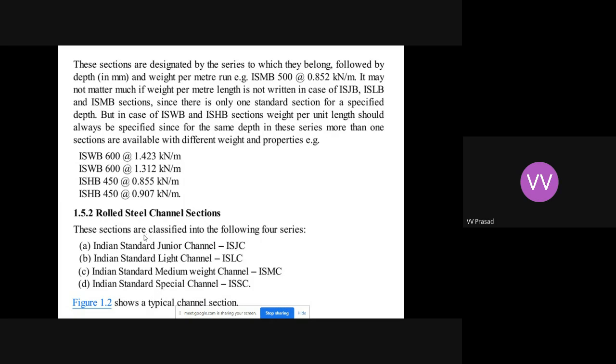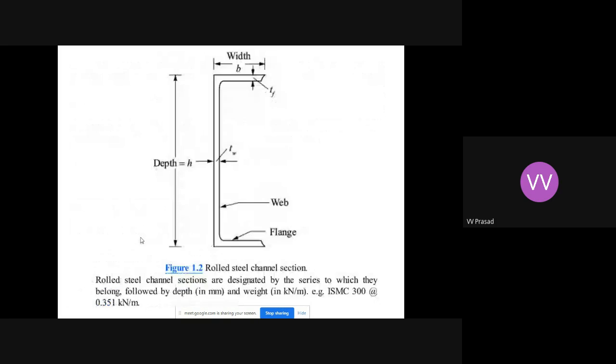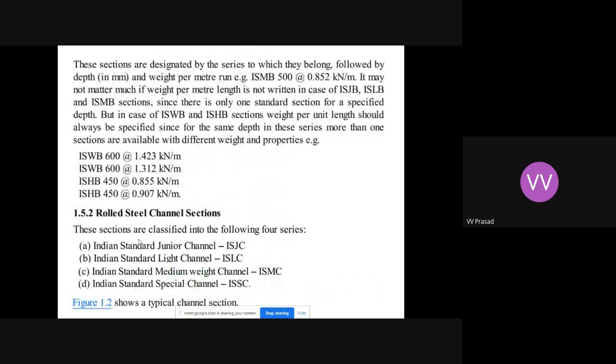Next, rolled steel channel sections. Beam sections are over; go to the channel section. Channel sections are classified into the following four series, and the same abbreviations are followed. ISJC, Indian Standard Junior Channels; Indian Standard Light Channels; Indian Standard Medium Weight Channels; Indian Standard Special Channels. Light means the weight is very much lesser compared to others. Medium weight is somewhat better compared to these two.